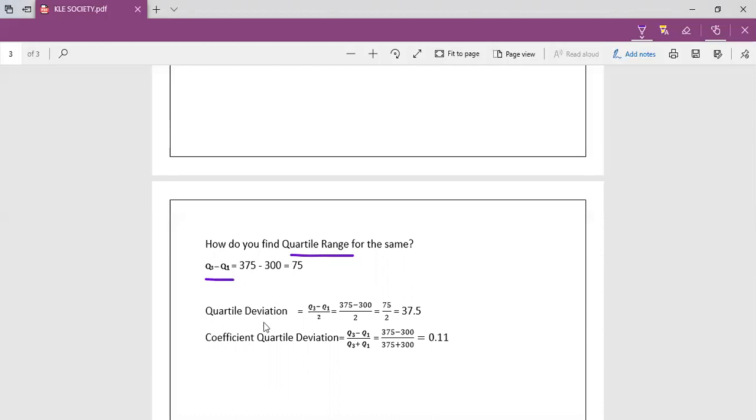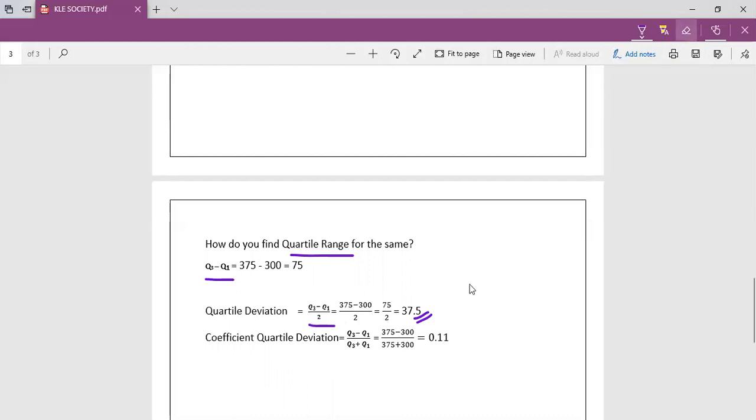Next, if you are asked to calculate quartile deviation, the formula is (Q3 minus Q1) divided by 2. So Q3 is 375 minus Q1 300, by 2. You will get 75 by 2, which is 37.5. So 37.5 is our quartile deviation.